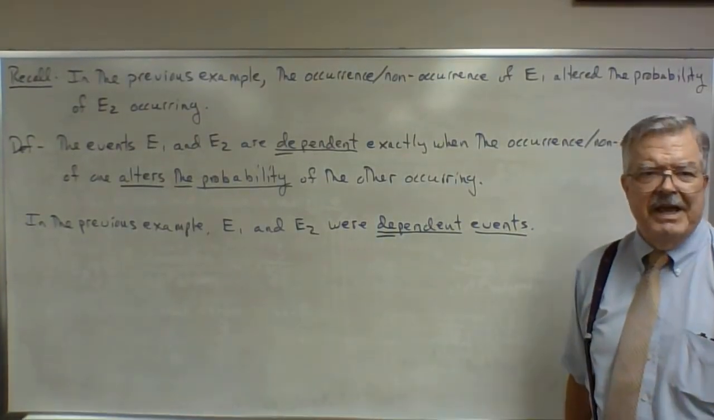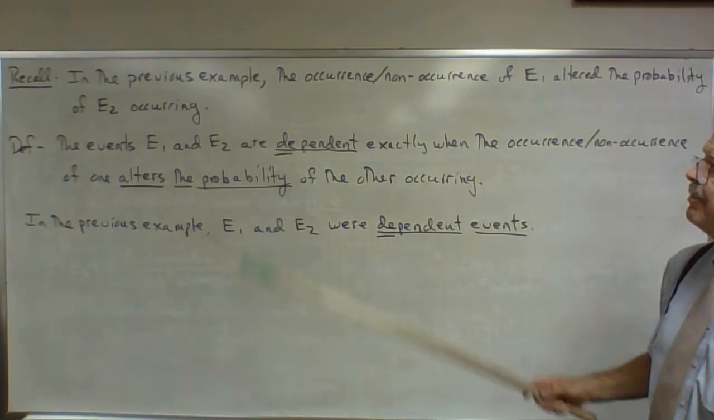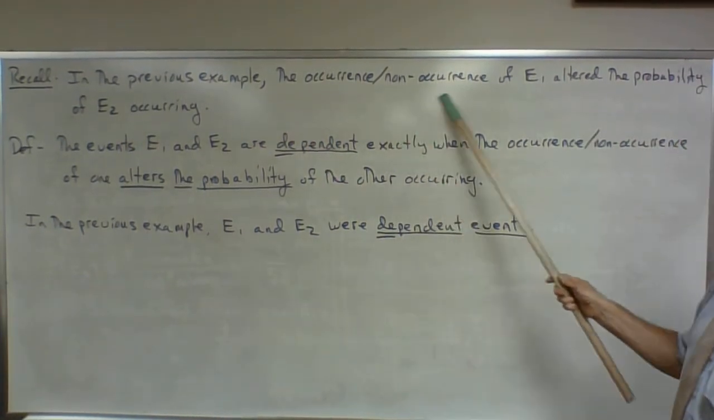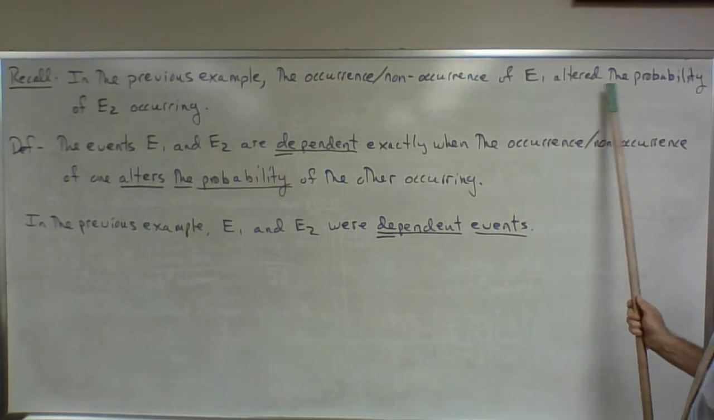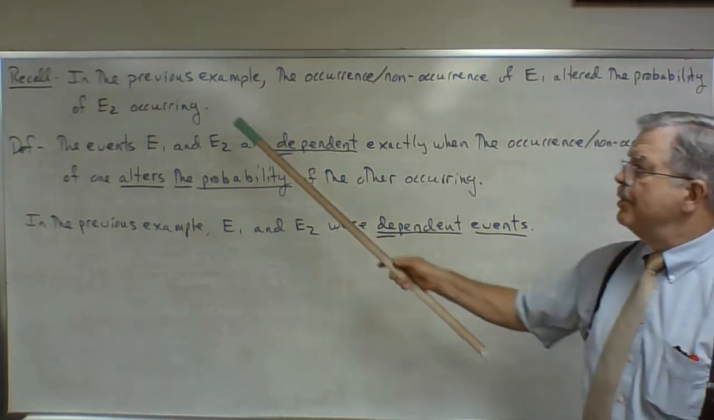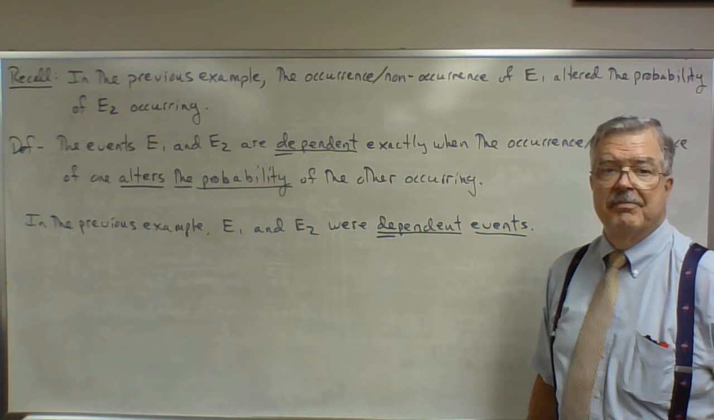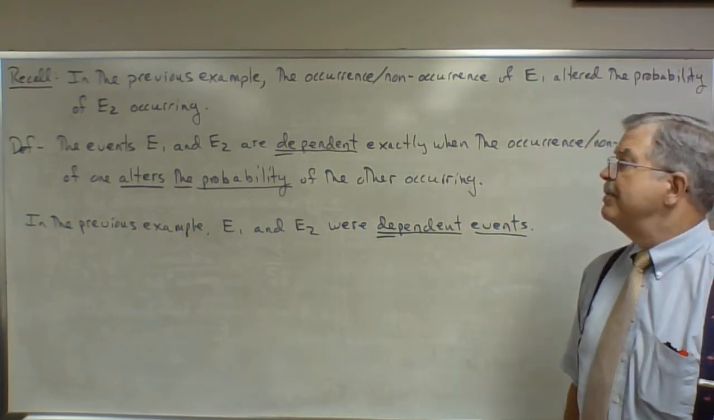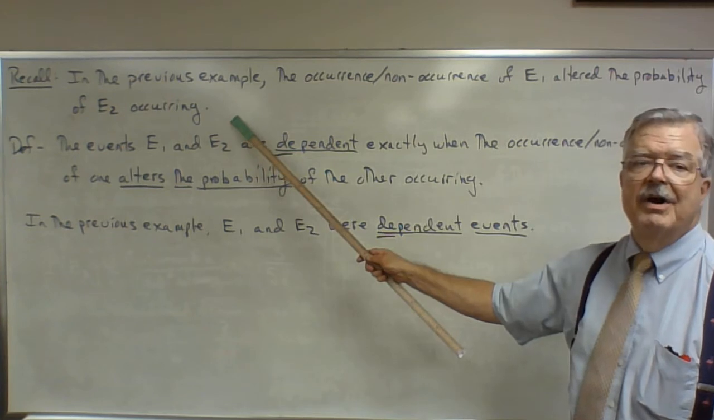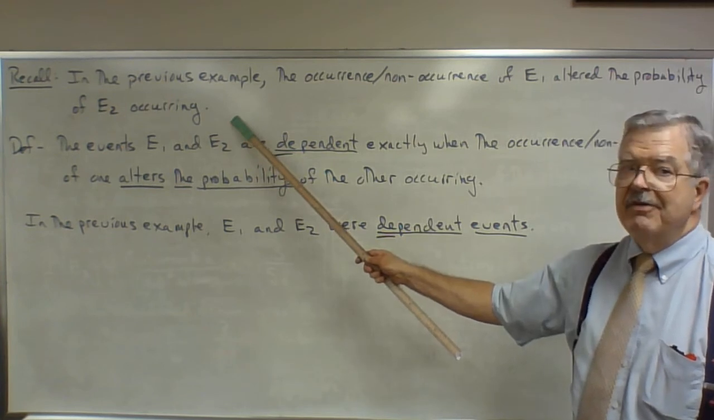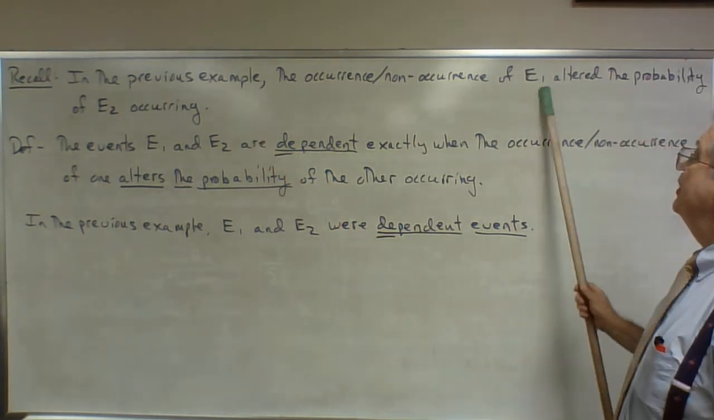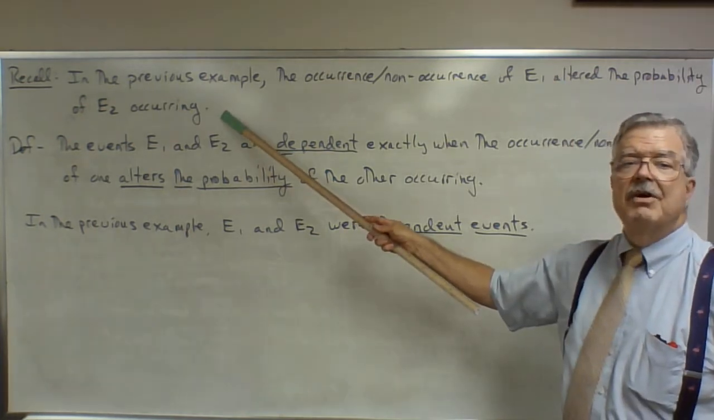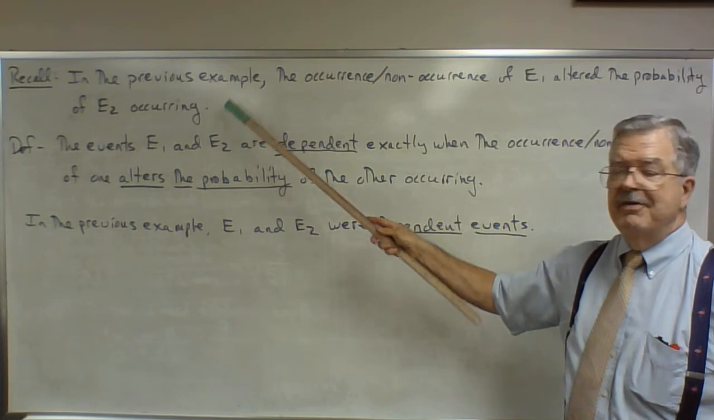Let's attach a name to what just happened. In the previous example, the occurrence or non-occurrence of E1 altered the probability of E2 occurring. If E1 occurred, the probability of E2 occurring was 3 over 51. If E1 did not occur, the probability of E2 occurring was 4 over 51.